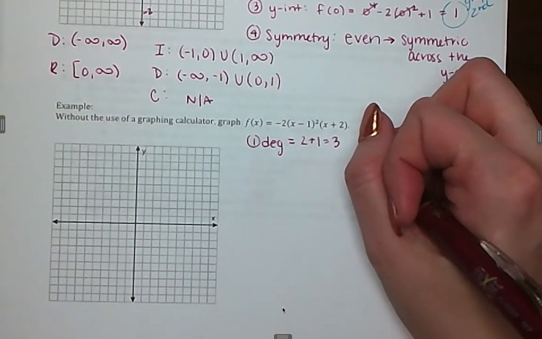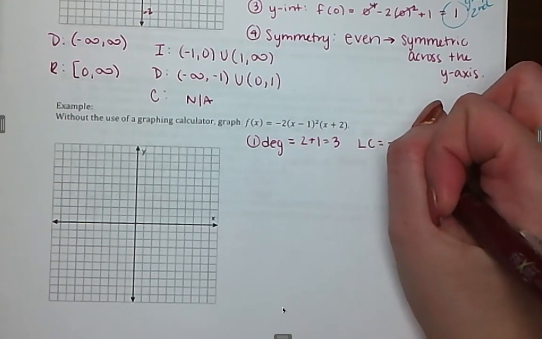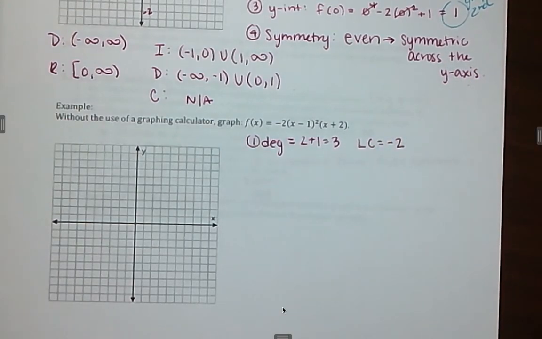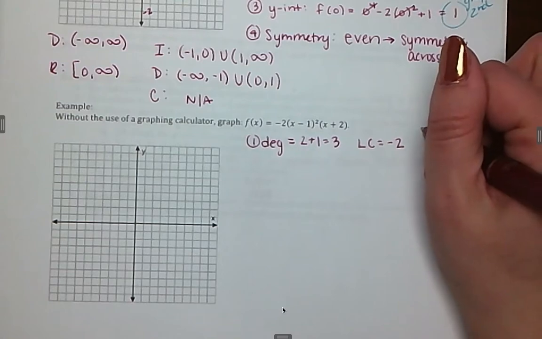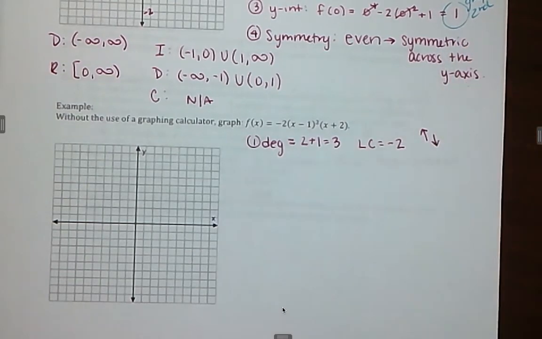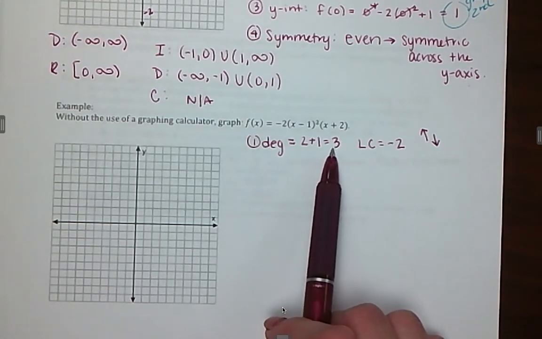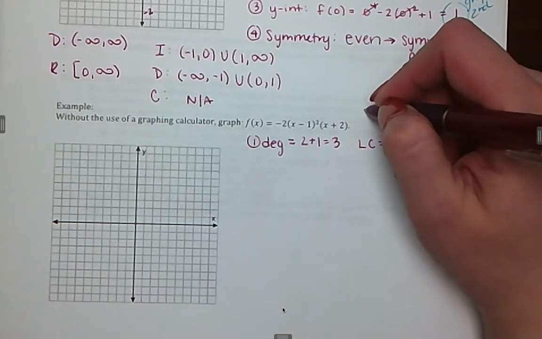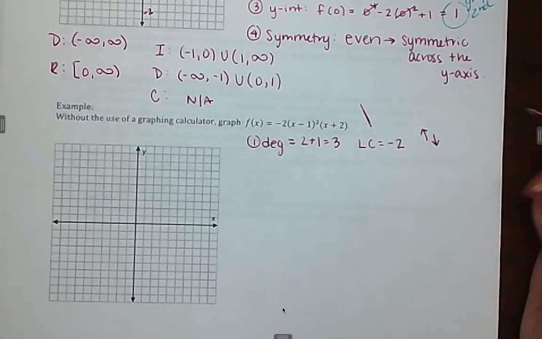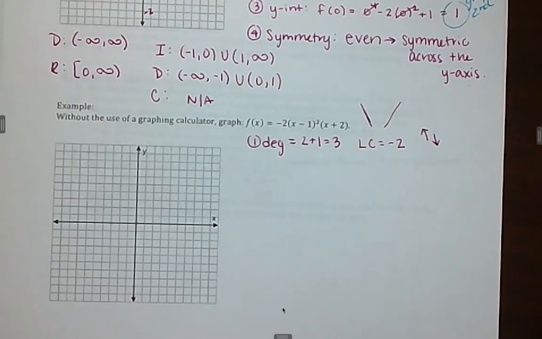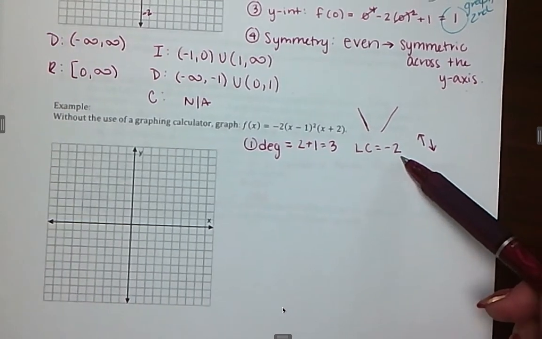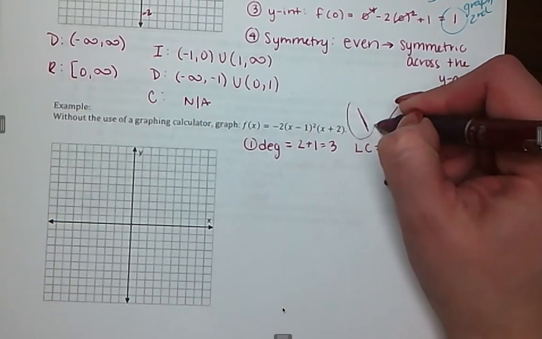Leading coefficient is -2. So we have an odd degree of 3 and a negative leading coefficient. So what's your graph doing? It's up, down. Remember, if it's odd, it's like a line. So it's either falling or rising, like the slope. Since it's negative, it's like a negative slope, so we know it's going to be this one.